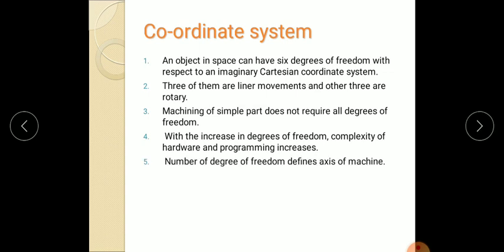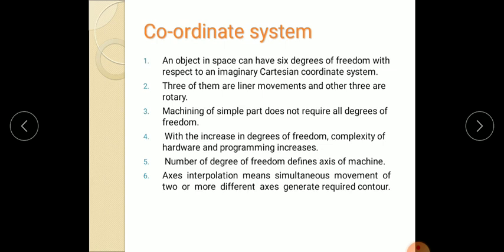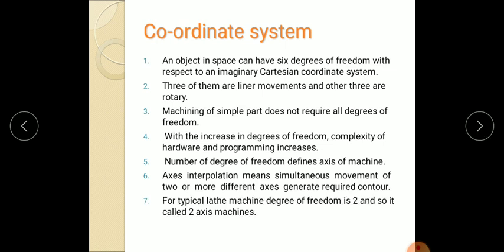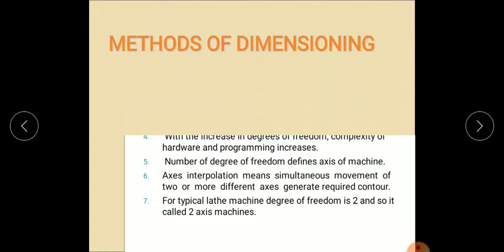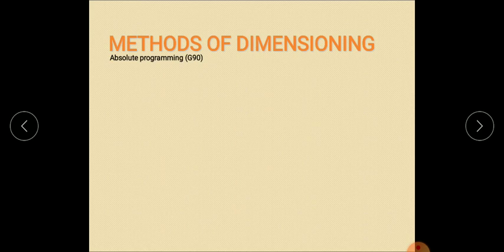The number of degrees of freedom depends upon the axes of the machine. Axis interpolation means simultaneous movement of two or more different axes to generate the required contour. For a typical lathe machine, the degrees of freedom is 2, and so it is called a 2-axis machine. Next, the methods of dimensioning. There are two types of dimensioning: one is absolute dimensioning and the other is relative dimensioning.